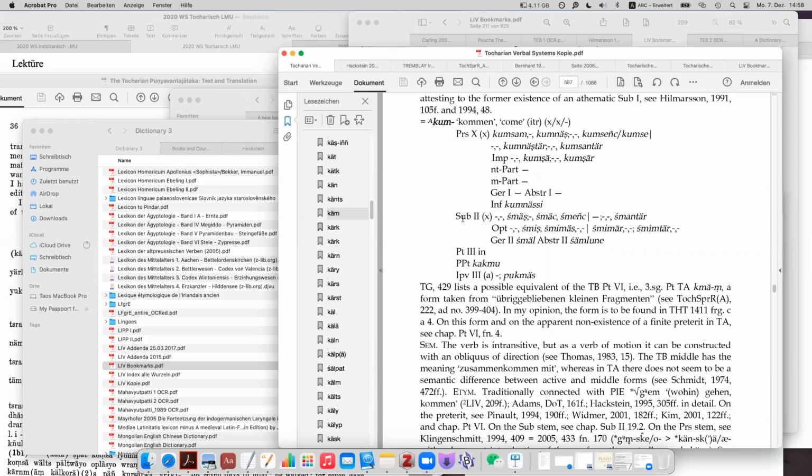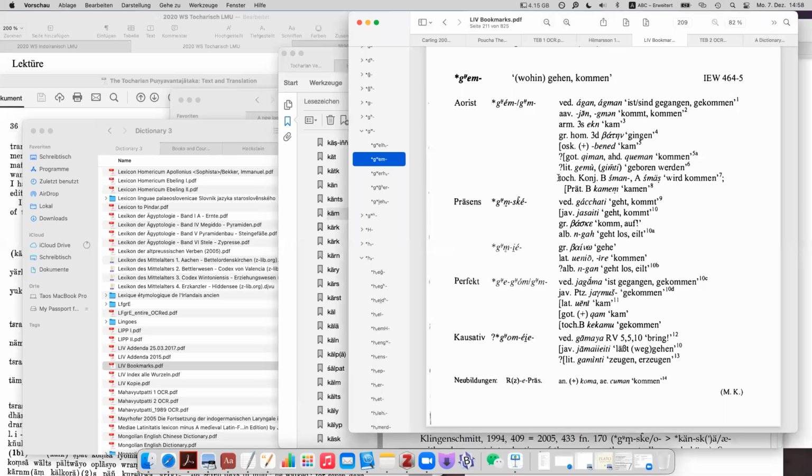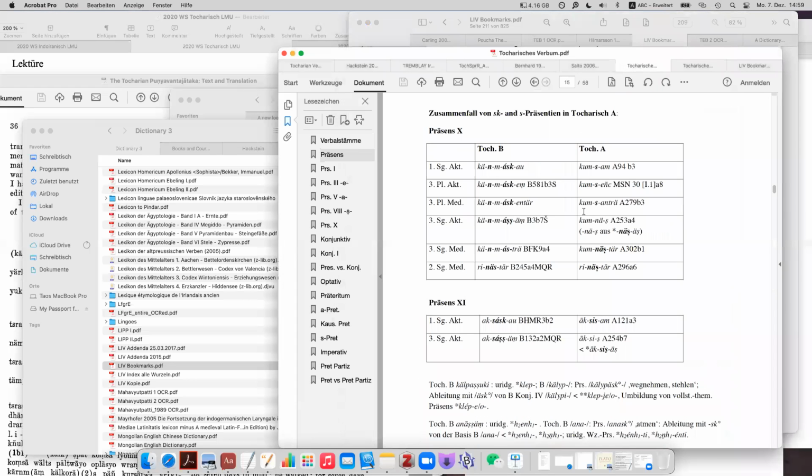Yeah. Only the subjunctive preserves Indo-European forms. This is why here only the subjunctive is recorded here. Yeah. But for the present, it's not, because the Tocharische present forms are secondary forms. Okay, so this is basically.